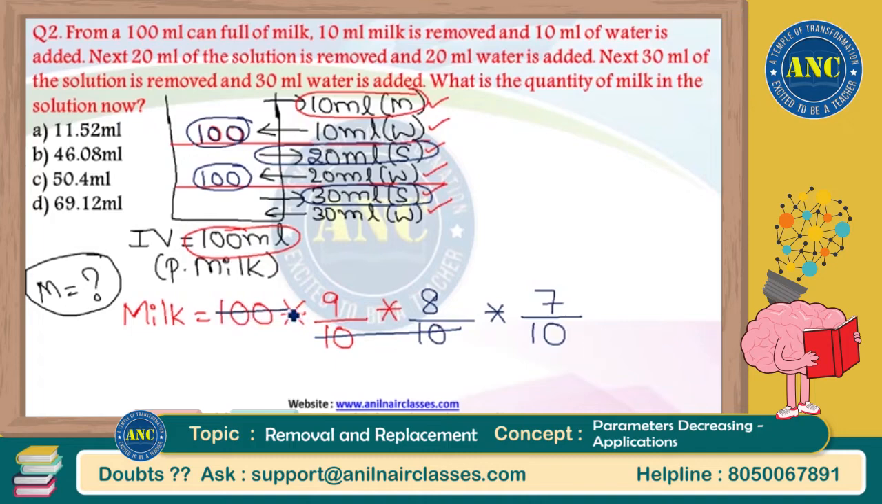100 will cancel with 100. 9 into 80 is 72. 72 into 7 is nothing but 504. 504 divided by 10. Answer for this question is milk final quantity is nothing but 50.4 ml.